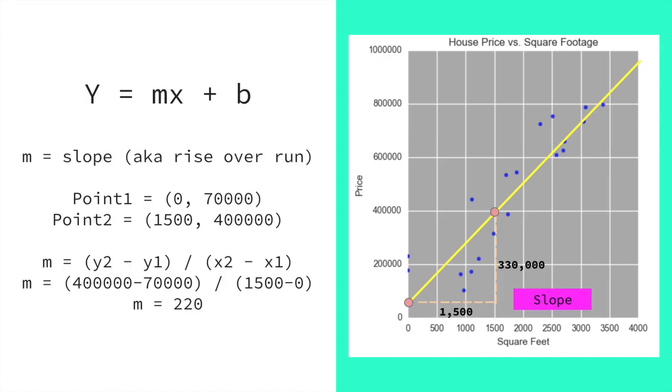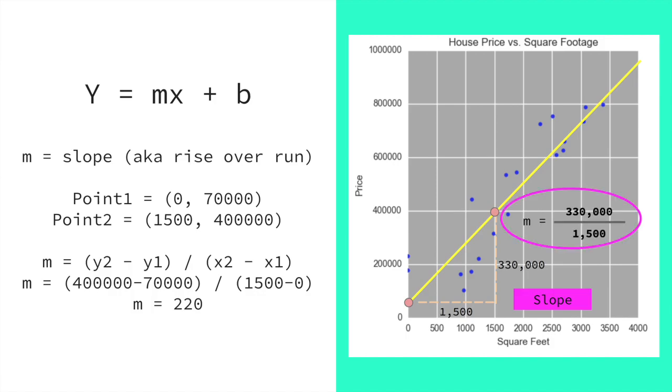The final value is our slope, denoted as m. You may remember slope from the saying rise over run. Slope simply tells us how steep our line is. So essentially, we are trying to find how many units up or down our line goes for every unit it moves to the right. In this example, you can see for every 1,500 units we move to the right, we must move 330,000 units up to stay on the line.